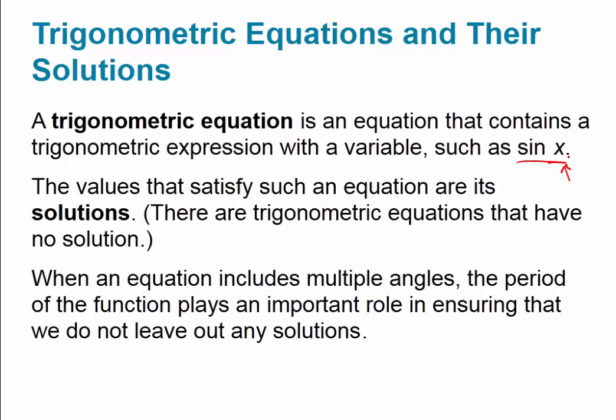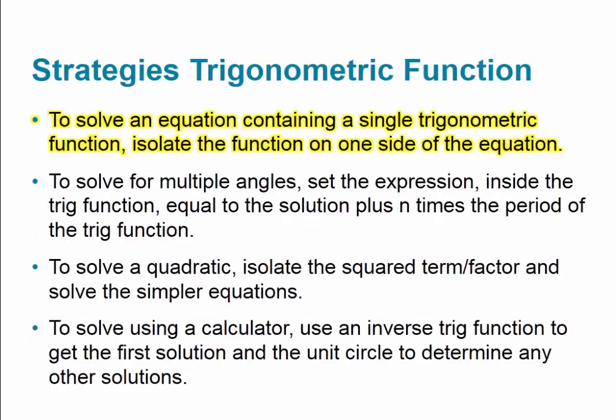When an equation includes multiple angles, the period of the function plays an important role in ensuring that we do not leave out any solutions. As discussed, with these trig functions, they're cyclical and periodic, so we need to make sure we include all the solutions. A lot of times there'll be boundaries on the areas that we're looking for solutions, most of the time 0 to 2 pi. But sometimes those boundaries could be different, and sometimes there'll be no boundaries at all. So once we solve the trigonometric equation, we pay close attention to the boundaries and make sure we get all of the solutions that are inside of our boundaries.